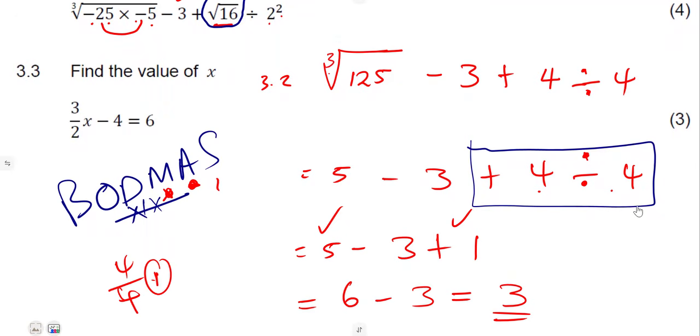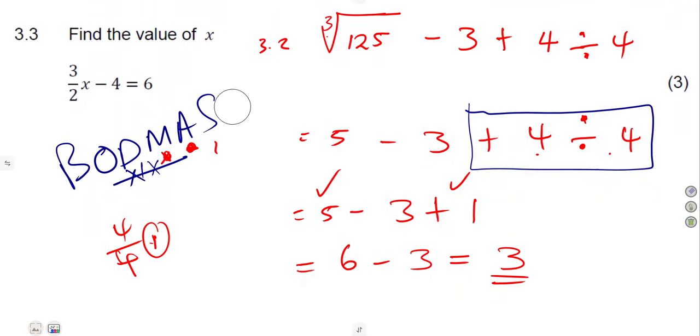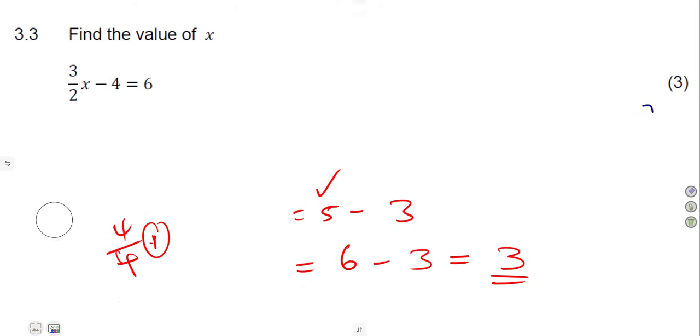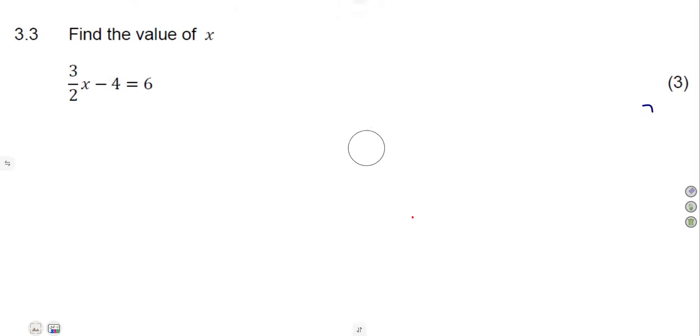All right, so just try to work out as many questions as you can to maximize your understanding. All right, it's all about more question papers, guys. Do more question papers. All right, 3.3, find the value of x from this equation that we are given.